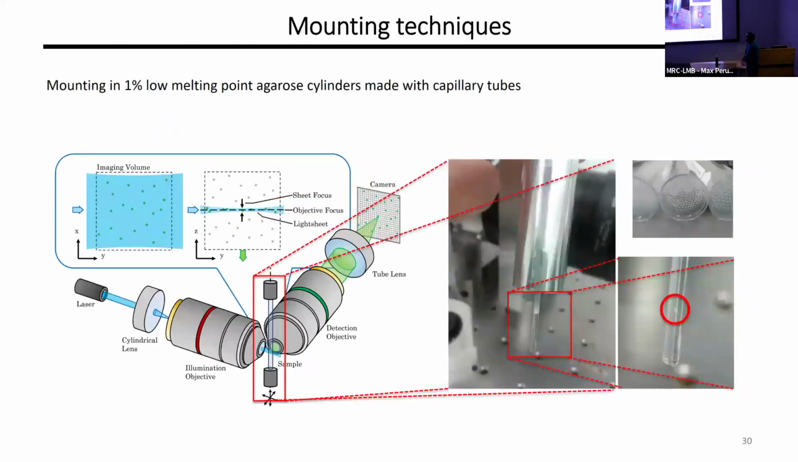Okay, so how do you mount a sample for a light sheet microscope? It's a bit different. You're used to having a normal inverted microscope or an upright microscope, and you just put your sample on a cover glass or on a slide.